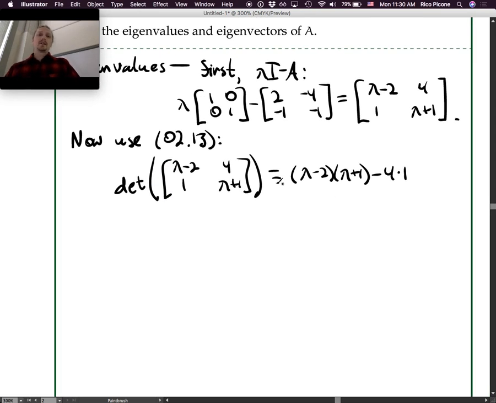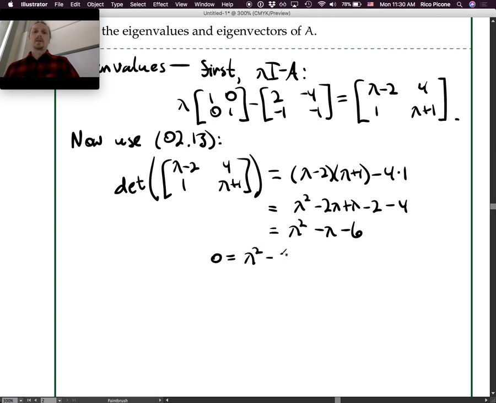Okay, which gives us lambda squared minus 2 lambda plus lambda, and then minus 2 minus 4. So lambda squared minus lambda minus 6. That's what I did in my notes, so that's a good sign. The determinant we want to set equal to 0, so we want 0 equals lambda squared minus lambda minus 6. We can use the good old-fashioned quadratic equation, or factoring. This one's actually not too bad. What does it factor to?